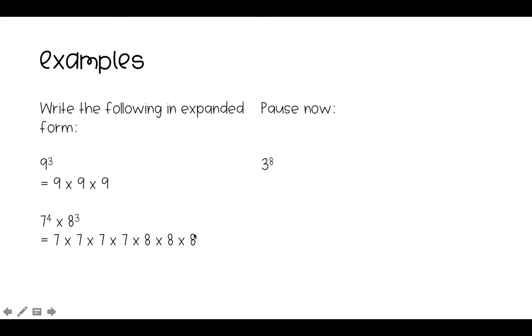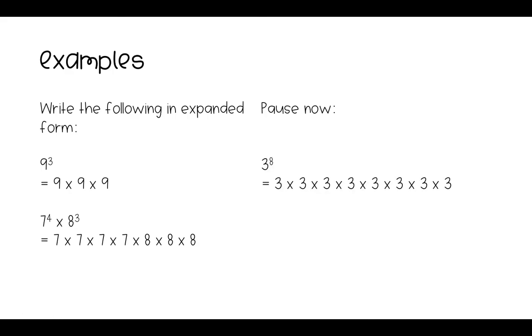So let's do some examples of writing the following in expanded form. So 9 to the power of 3 equals 9 times 9 times 9. And we can see here that 9 occurs 3 times. 7 to the power of 4 times 8 to the power of 3. Again, we have 7 4 times, 8 occurs 3 times. 1, 2, 3. Pause it now and do this one.